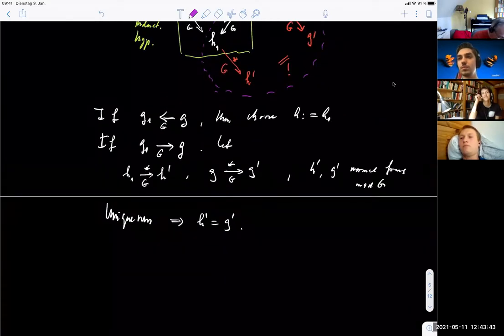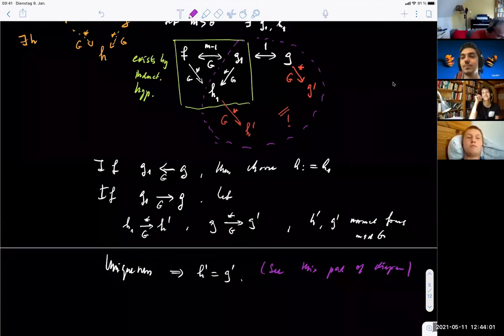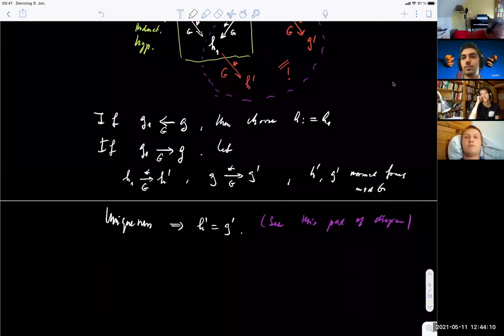Okay. So uniqueness. See this part of the diagram, I mean the violet part. So this statement, I think, is now proven. Show by induction on M, and now let's finish. Now I can complete the argument.